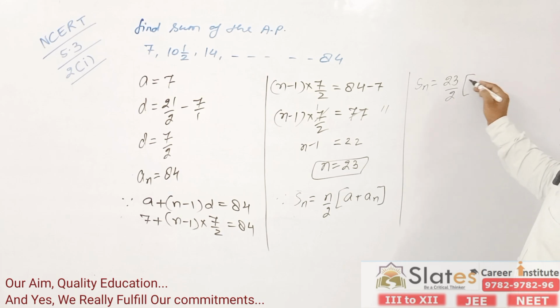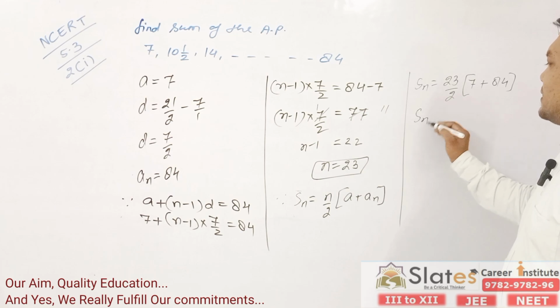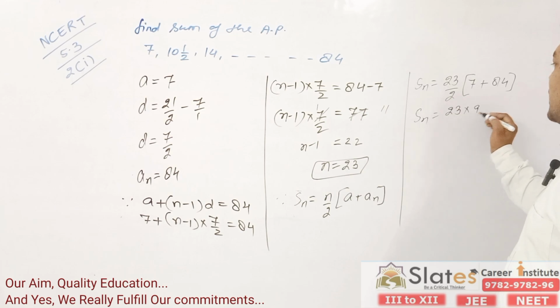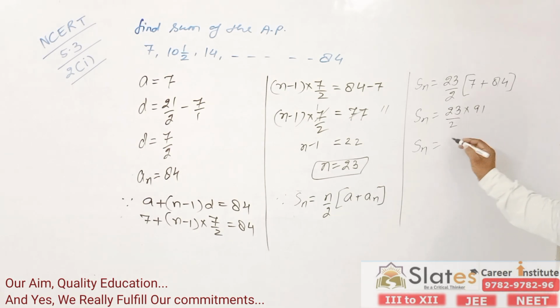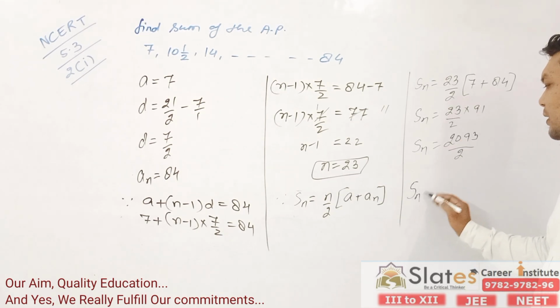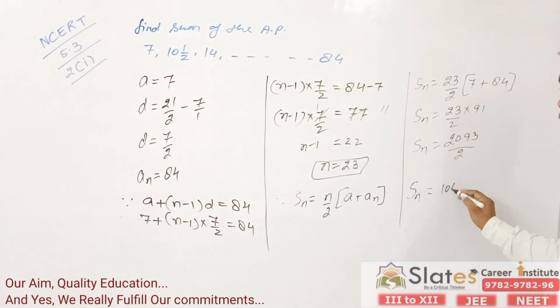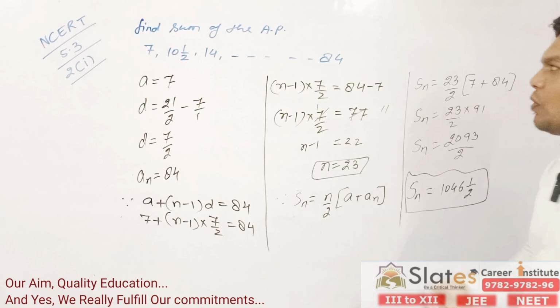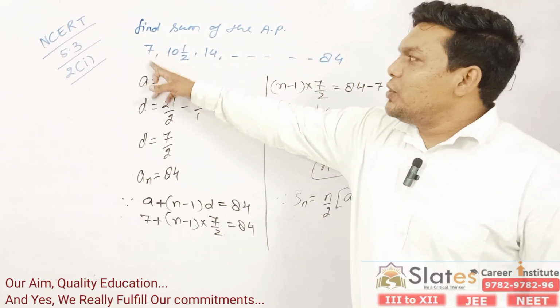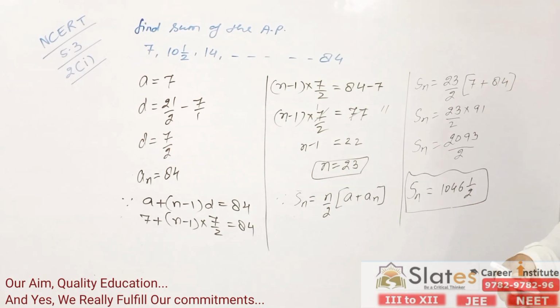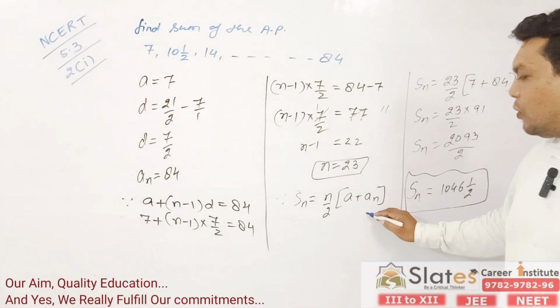What is a? a is 7 plus an, which is 84. So Sn is equal to 23 into 91 upon 2. 23 into 91 will give you 2093 whole upon 2. And if you write this as a mixed fraction, it will be 1046 and a half. So this is the sum of the 23 terms of this AP, that is from 7 to 84. This is how we can use this other formula of AP.